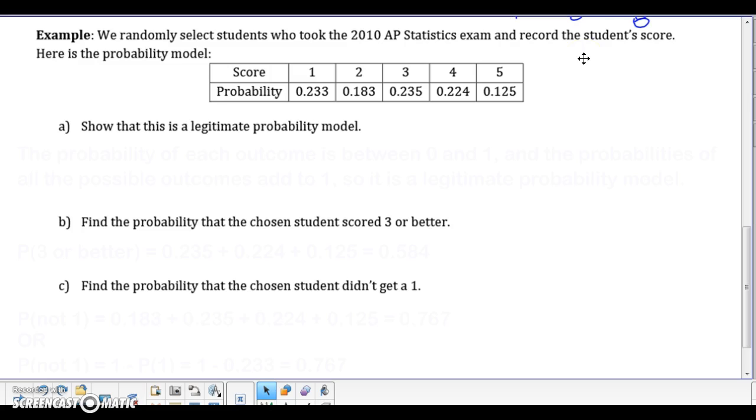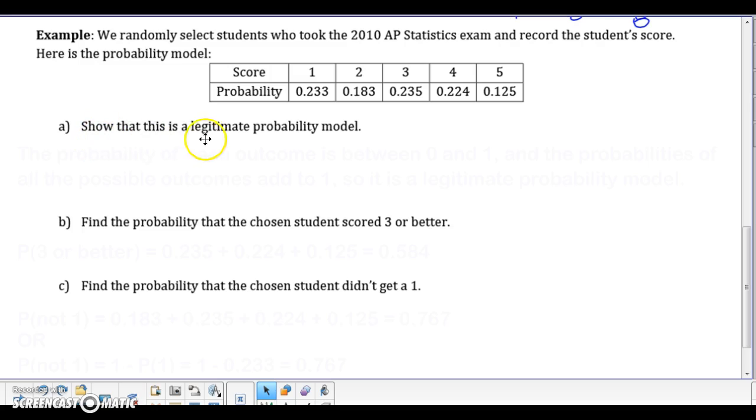Again, this is supposed to be a probability model, so it should include all of the possible outcomes as well as the probability of each of those outcomes. To show this is a legitimate probability model, we use the first two properties of probability. The first is that all probabilities should be a number between 0 and 1, which all of these numbers are. The second is that all of the probabilities together have to total to 1 or 100%, because one of these outcomes has to happen.